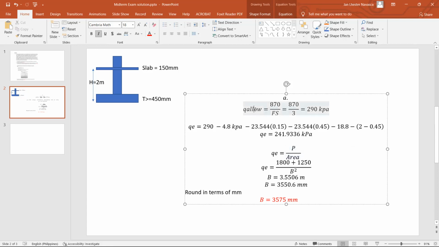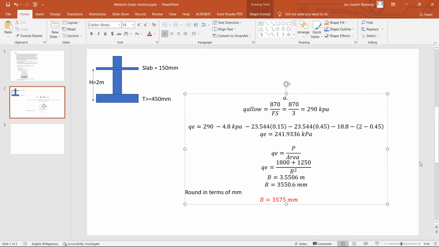Before we solve for q allowable, it is the ultimate divided by a factor of safety. So 870 divided by 3, you get 290 kPa. The allowable soil bearing capacity already has a factor of safety; that is the definition of allowable soil bearing capacity. So it already includes the factor of safety. Therefore, this is our allowable soil pressure. Okay, so determine the qe, the net. This means this is the soil pressure that remains.